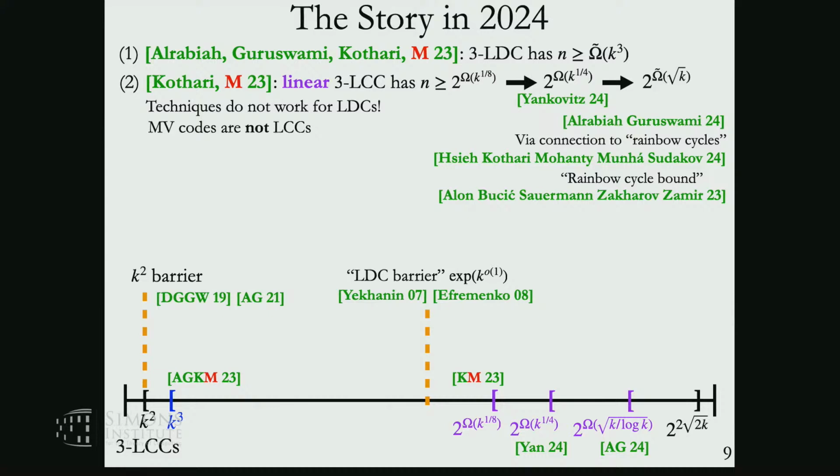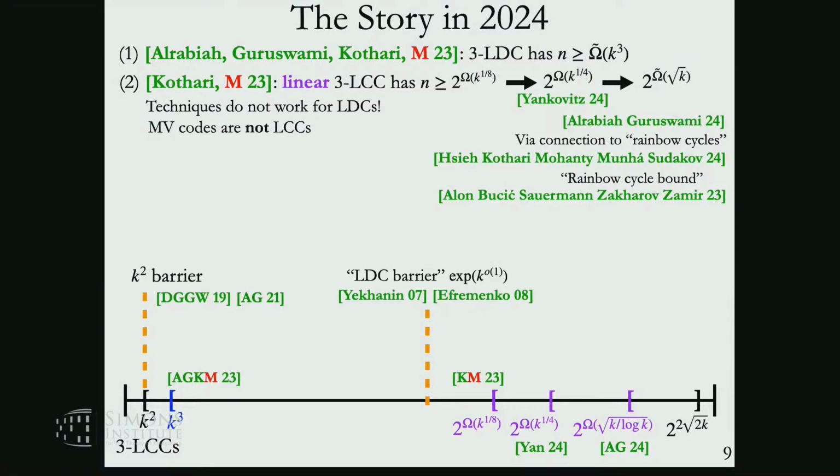And what they do is they're able to get this very short, as Omar said yesterday in his lightning talk, 2-page reduction, it's very, very nice, to this rainbow cycle bound, which is a problem that's been studied in combinatorics quite extensively. And there was a recent breakthrough in September of last year by Alon, Bucic, Sauermann, Zakharov, and Zamir that gets a very, very almost optimal bound for the rainbow cycle, which they make use of to get this near optimal bound here.